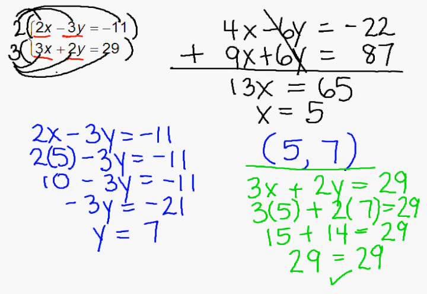But we can test that solution in the second equation. 3x plus 2y equals 29. So plugging 5 in for x and 7 in for y, we get 15 plus 14 equals 29, and 15 plus 14 does give us 29 equal to 29. That is a true statement, so it checks out, and our solution to this system is 5, 7.